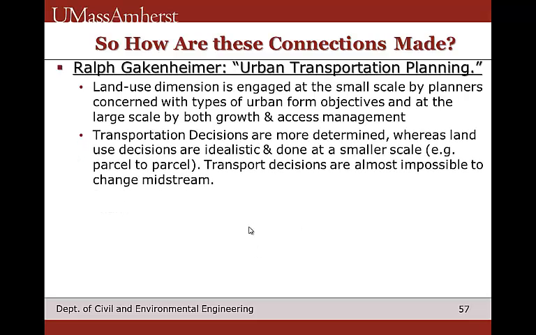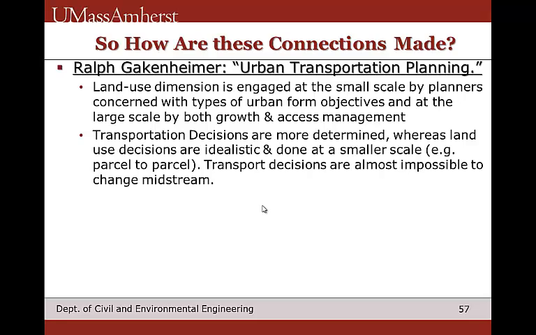Now, another thing he mentions is that transportation decisions are usually more determined, right? Whereas land use decisions are sort of idealistic, and they're done at a smaller scale, right? From parcel to parcel, as opposed to a transportation project might be a huge intersection, or a network of intersections, or a bridge that's being proposed, or a new highway, or a new facility, right? And so transportation decisions are almost impossible to change midstream. Once you've already decided, that's it.